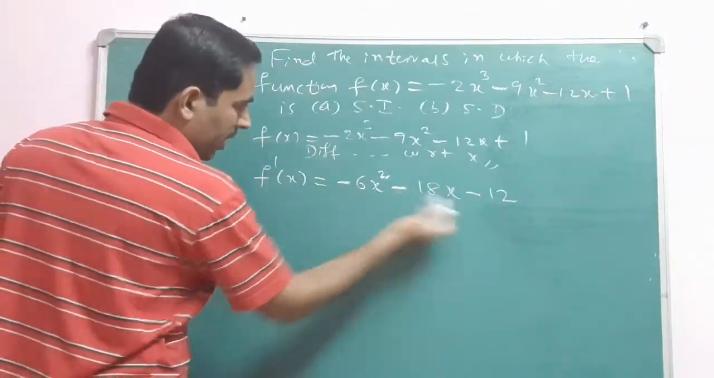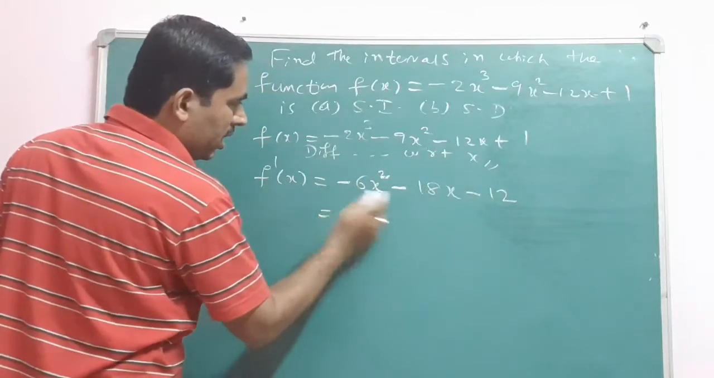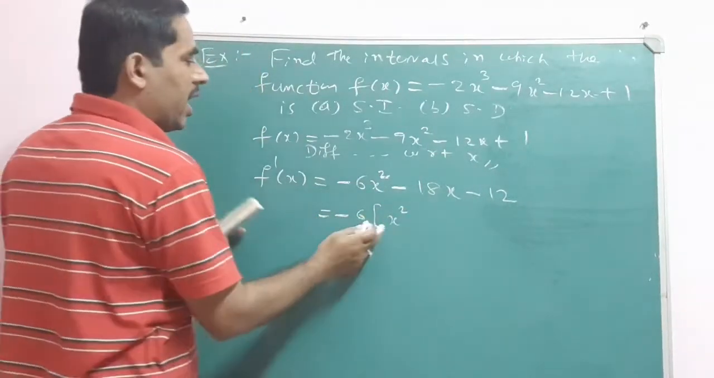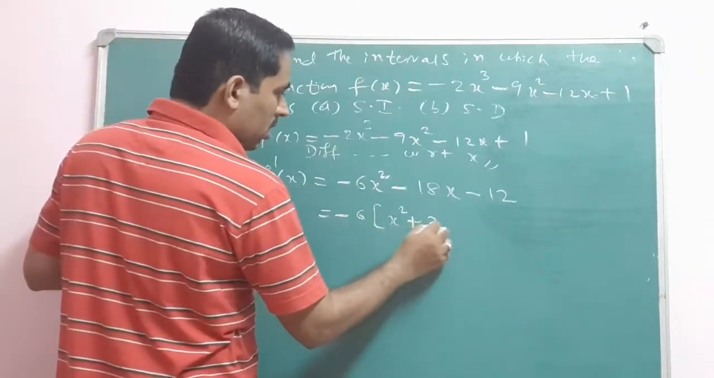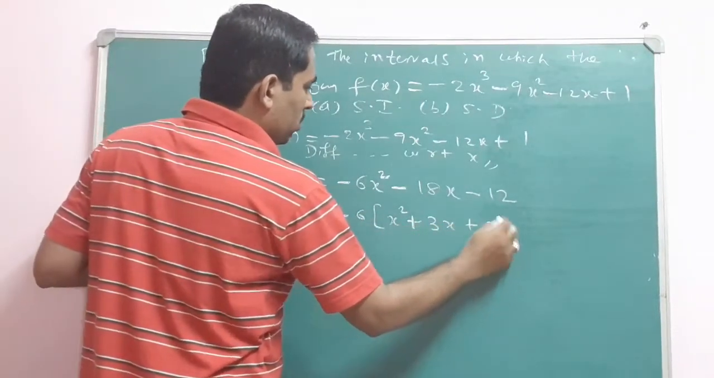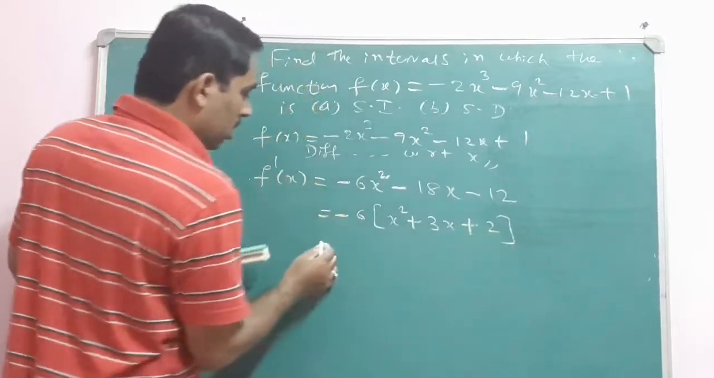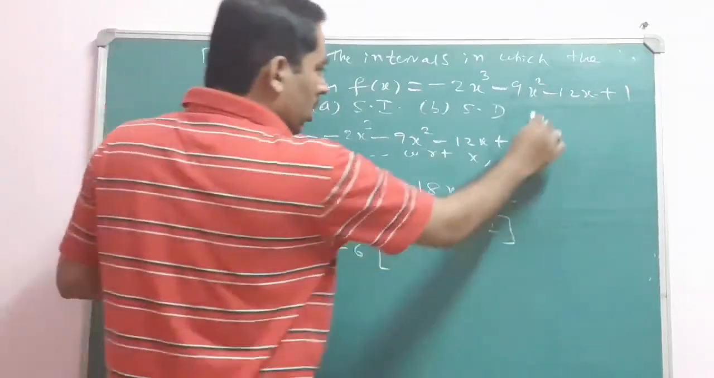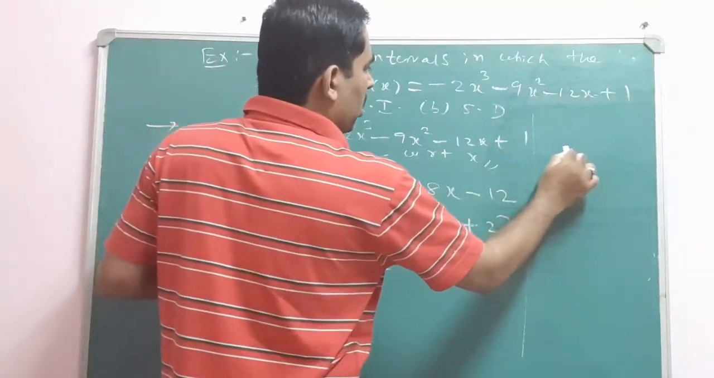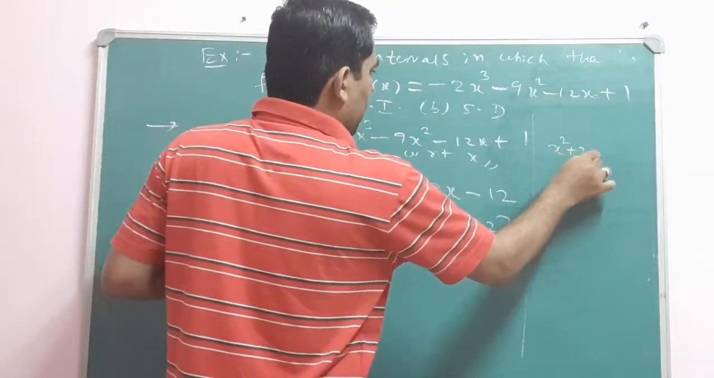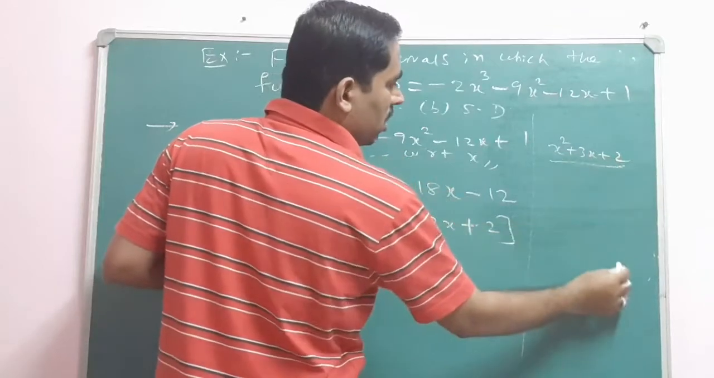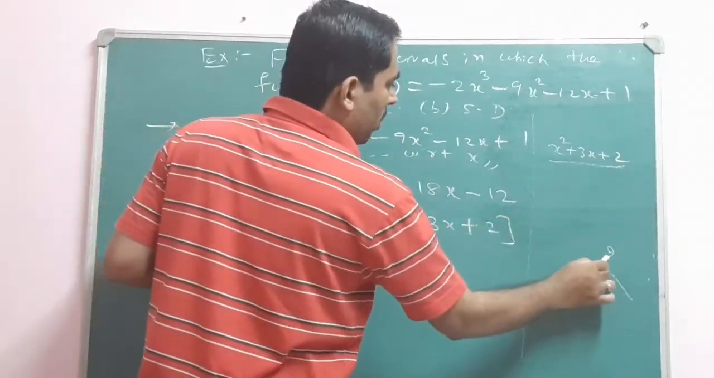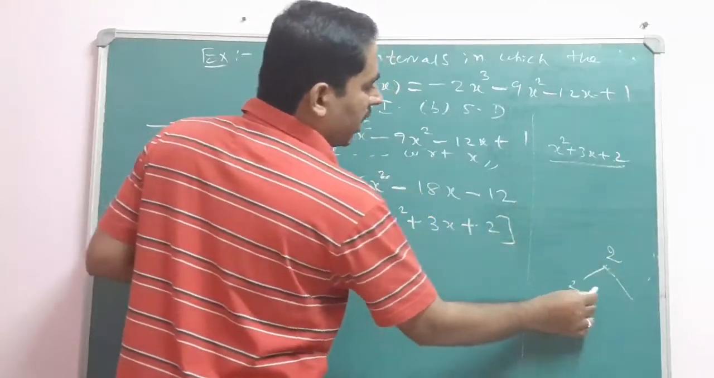We can simplify this. It is very important here. There is a common factor here, so I will take minus 6 outside. So what will I get? x square plus 3x plus 2, having taken the minus 6 outside. Now we have to factorize this, so I will do it here. x square plus 3x plus 2. I can split the middle term 3: the product is 2 and the middle term is 3, so I can take 2 into 1.